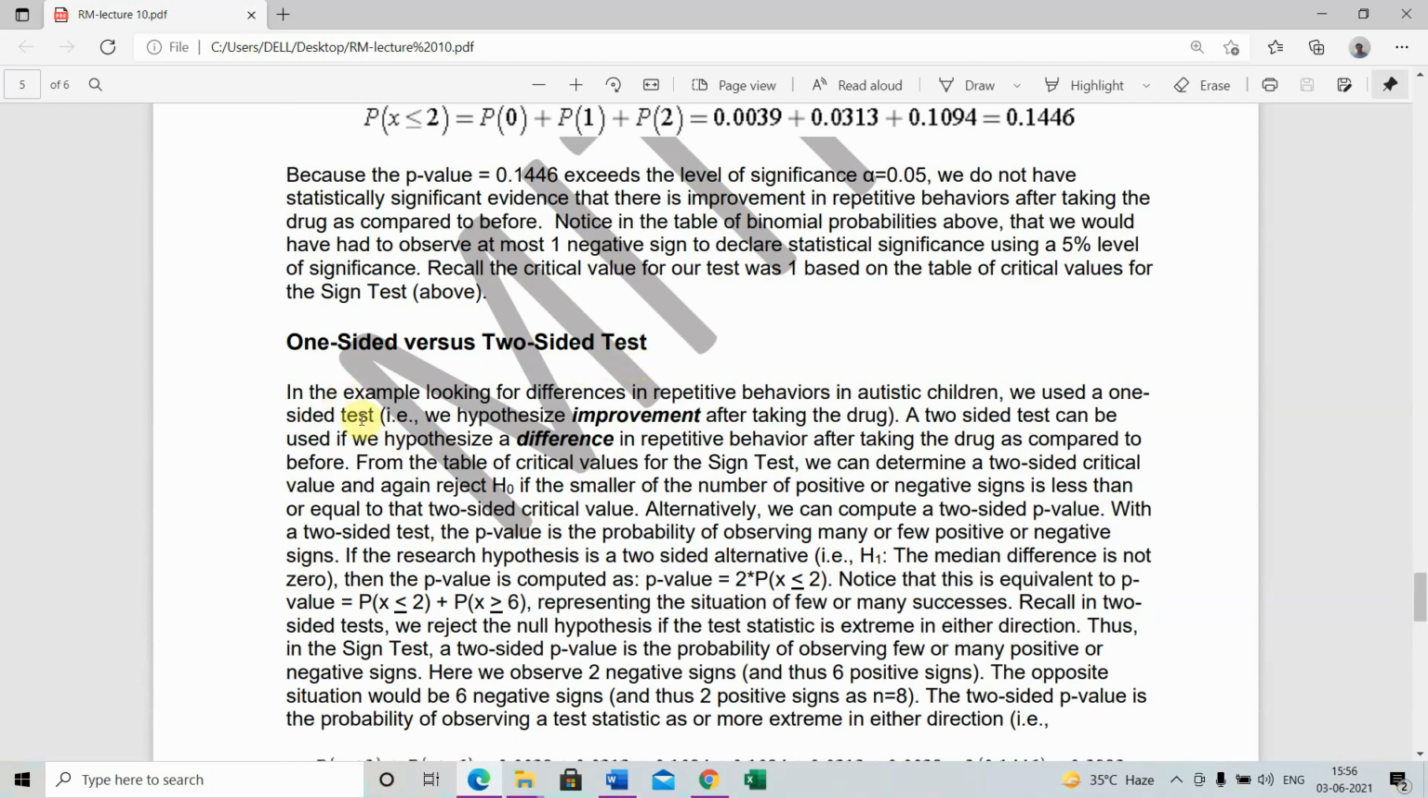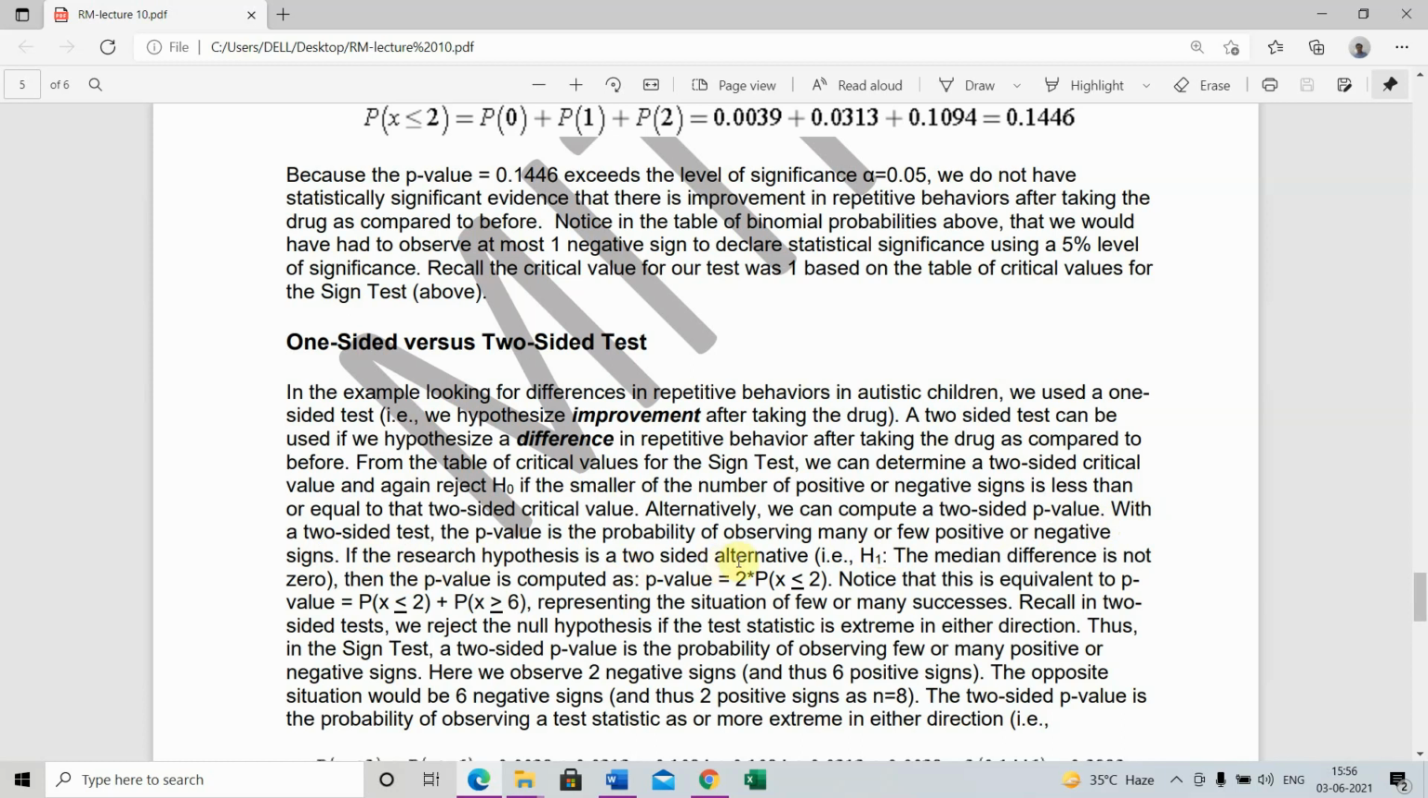One-sided versus two-sided test. In this example, looking for differences in repetitive behavior of autistic children, we used a one-sided test, with the hypothesis of improvement after taking the drug. A two-sided test can be used if the hypothesis is a difference in repetitive behavior after taking the drug as compared to before. From the table of critical values for the sign test, we can determine the two-sided critical value and again reject H0 if the smaller of the number of positive or negative signs is less than or equal to the two-sided critical value. Alternatively, we can compute the two-sided p-value.